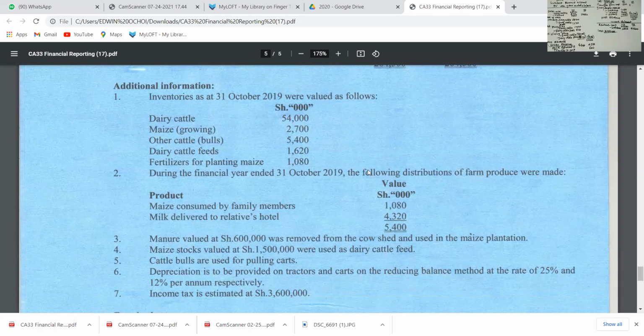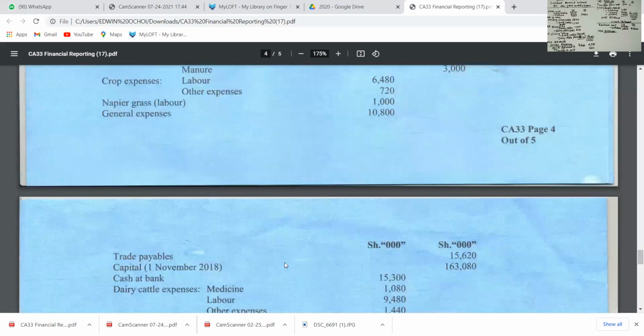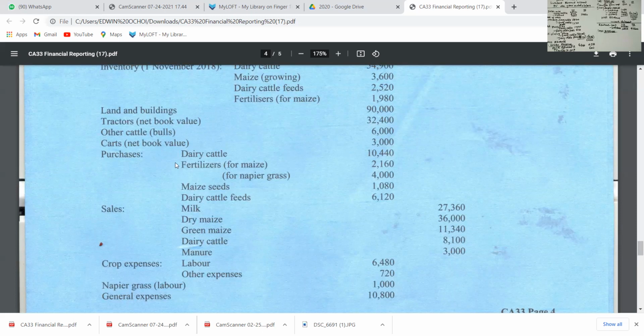Remember that under inventory, if you can realize, I never used these other cattle, bulls. I have not used it anywhere. The 5,400. They said down here, note 5, cattle bulls are used for pulling carts. And if you check up there under the trial balance, you can see we have other cattle, which is bulls, and those are assets to the entity.